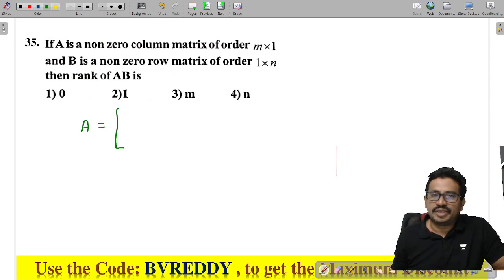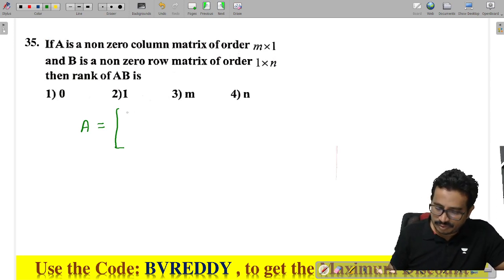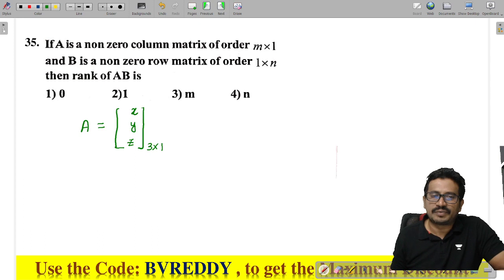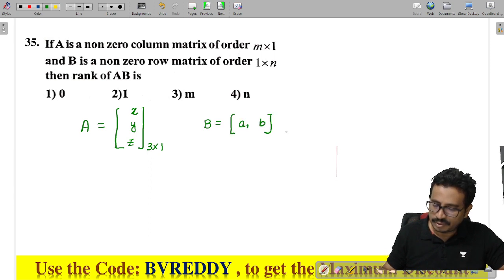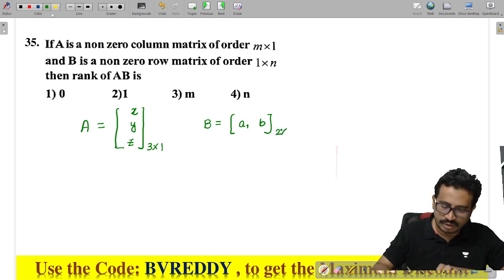So it has m rows. Let us consider A, which will be x, y, z. For understanding purposes, we have taken this as a 3 cross 1. And B is a row matrix. Let us call this A comma B, which we have taken as 1 cross 2.